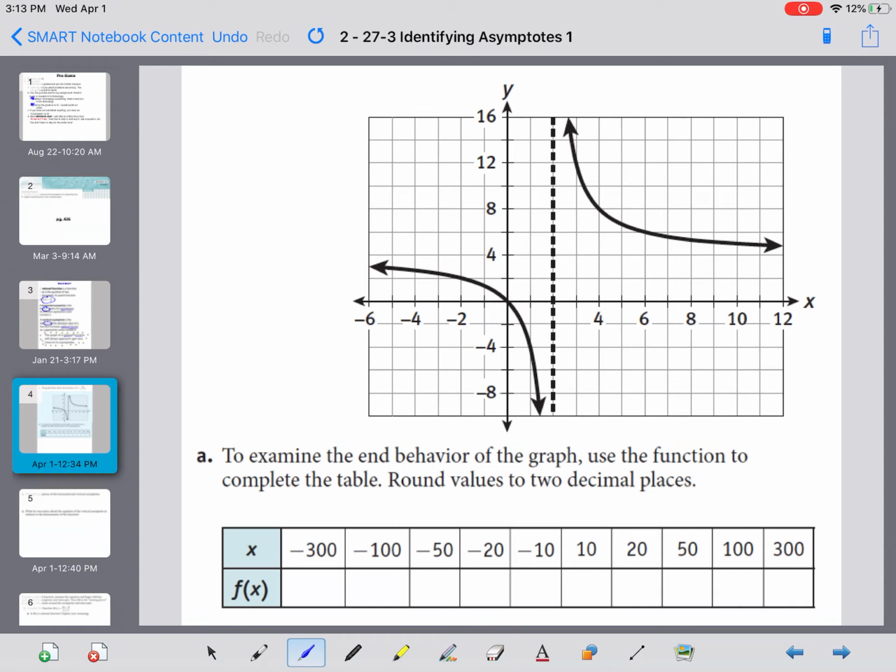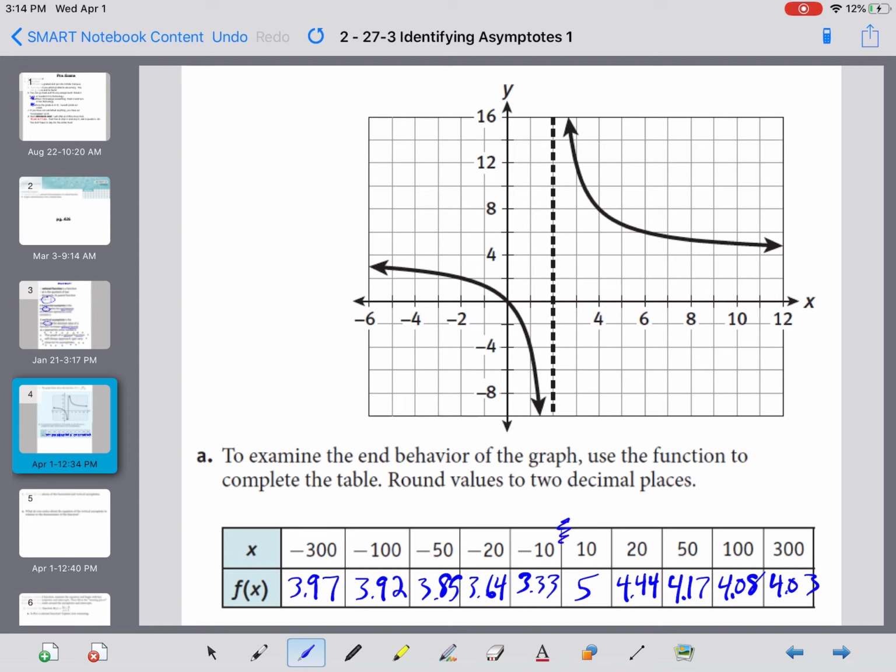Okay, so if you did that, if you plug the values in, and you can use a calculator for this, you should see 3.97 when you plug in negative 300, 3.92, 3.85, plug in negative 20, I get 3.64, negative 10 gave me 3.33, and then some positive numbers, I get 5, 4.44, and I plugged in 50, I get 4.17, I plugged in 100, I get 4.08, and I plugged in 300, I get 4.03. Now, we could keep going with this table, but here's what it wants us to see.